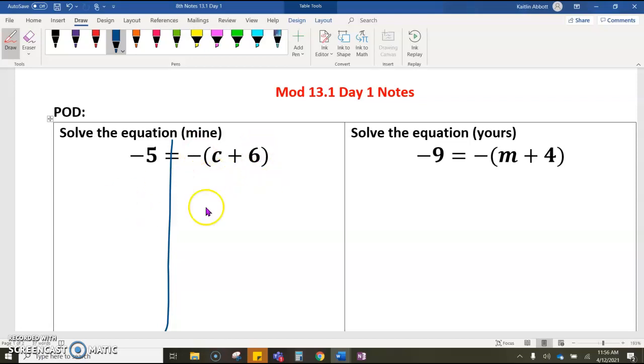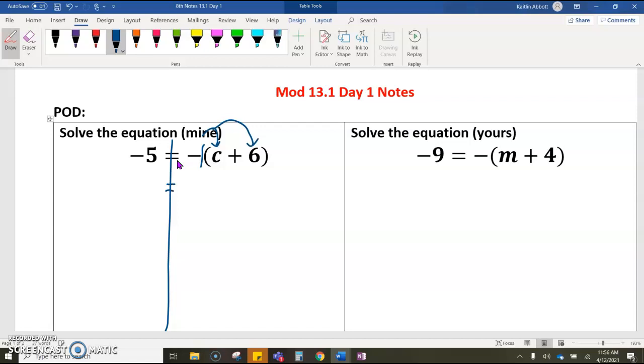parentheses. Parentheses are first. So I see a negative on the outside of the parentheses. This means it's a negative 1 times everything on the inside. So I'm going to multiply that negative 1 times c and that negative 1 times 6. I'm going to rewrite everything.